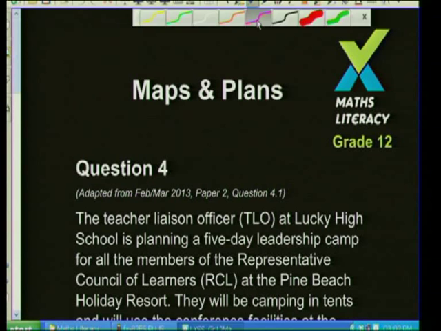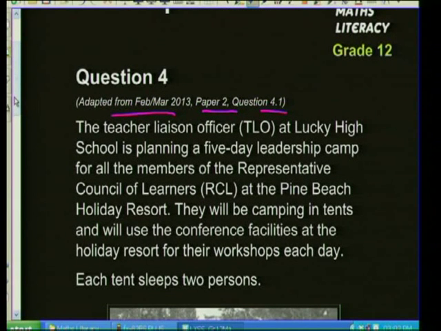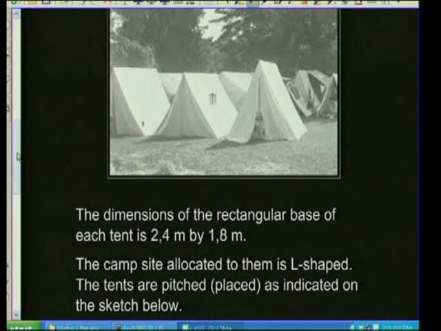Question 4 is adapted from the Feb-March 2013, paper 2, question 4.1. The Teacher Liaison Officer, or TLO, at Lucky High School is planning a 5-day leadership camp for all the members of the Representative Council of Learners, the RCL, at the Palm Beach Holiday Resort. They will be camping in tents and will use the conference facility at the holiday resort for their workshops each day. Each tent sleeps 2 persons, so that's an important fact. And then we've got a picture of tents.